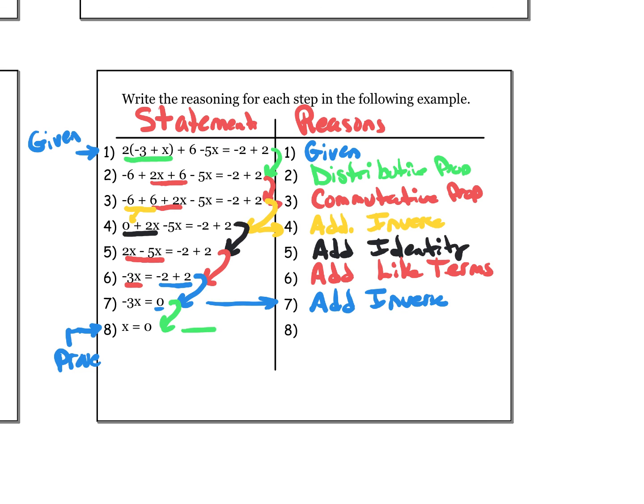What do we do to line 7 to get to line 8? Well, we would divide both sides by negative 3. So that's the division property of equality. And that is how we do an algebraic proof.